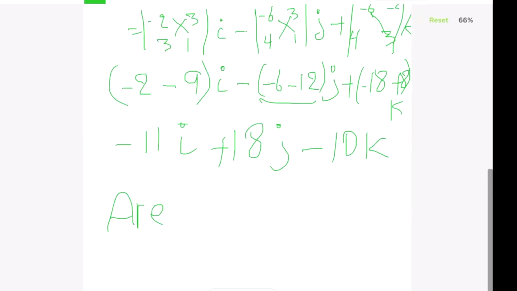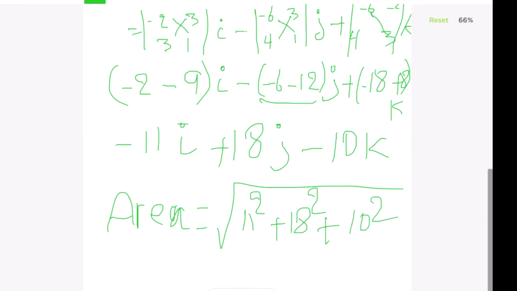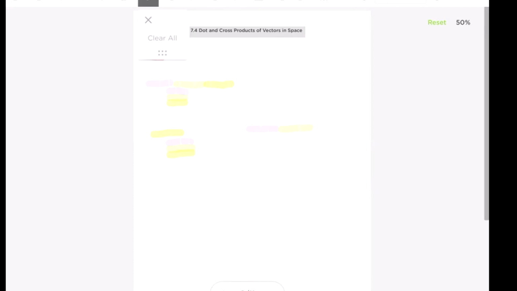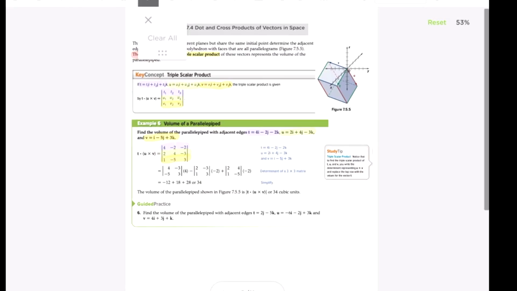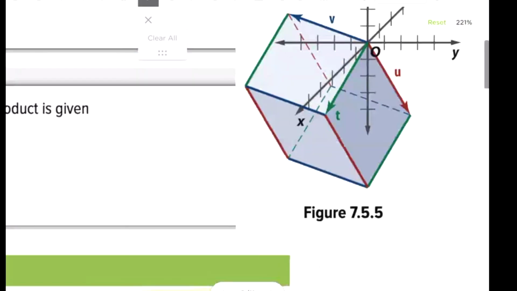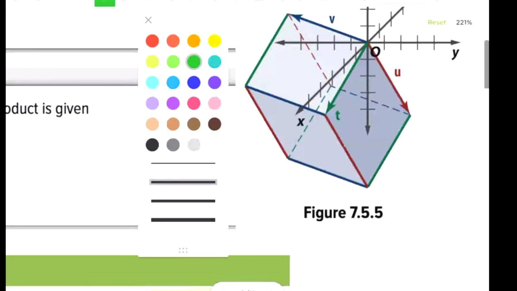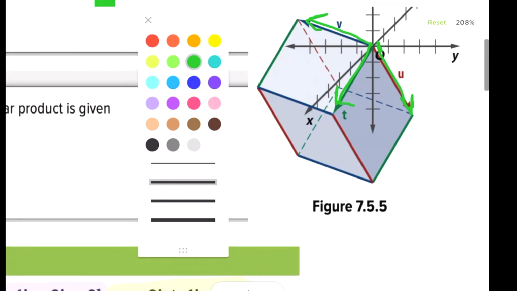Area equals, very simple, square root of 11 squared plus 18 squared plus 10 squared. That's your area. Just calculate it and you're done. I'll go to the next page. Volume. Again, this volume, if you get a 3D shape like this, they give you 3 vectors, okay, that are the adjacent edges, 1, 2, and 3. And they ask you to find the volume.